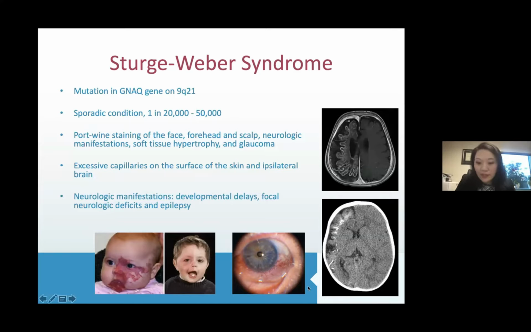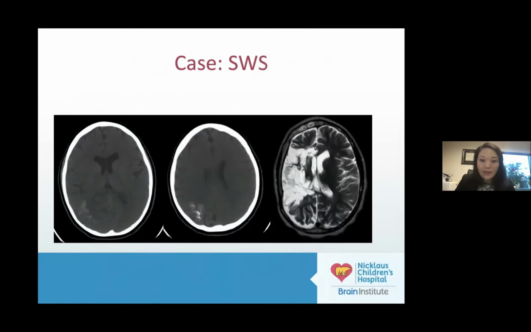And what you can see here in the bottom right corner is a classic CT scan of Sturge-Weber. We call it train tracks, so significant calcifications along one side of the brain. And then, as you can see here from these pictures, evidence of retinal eye manifestations, and then this classic port wine staining along the face. This is a case of a patient with Sturge-Weber syndrome managed at Nicholas Children's Hospital.